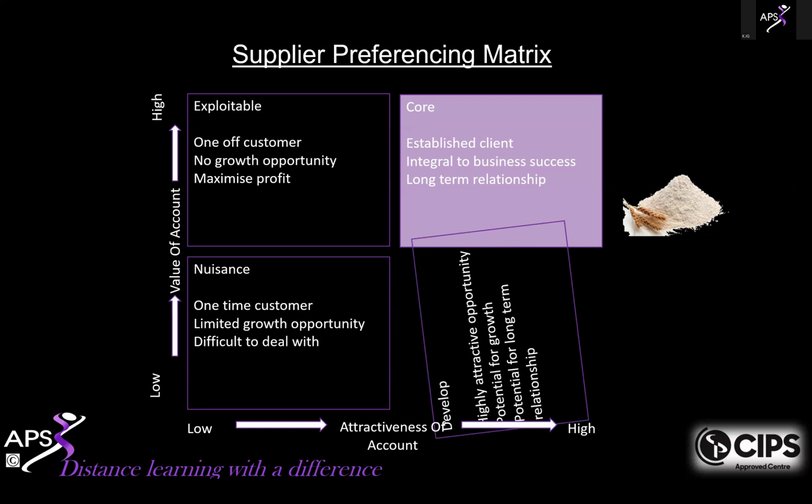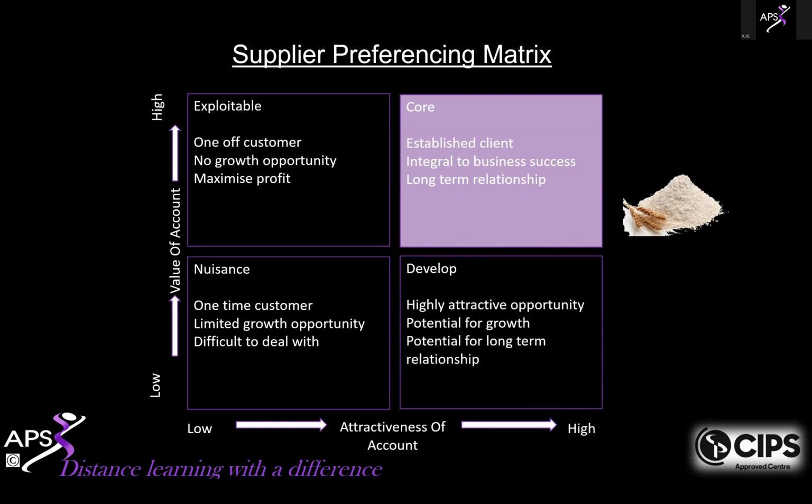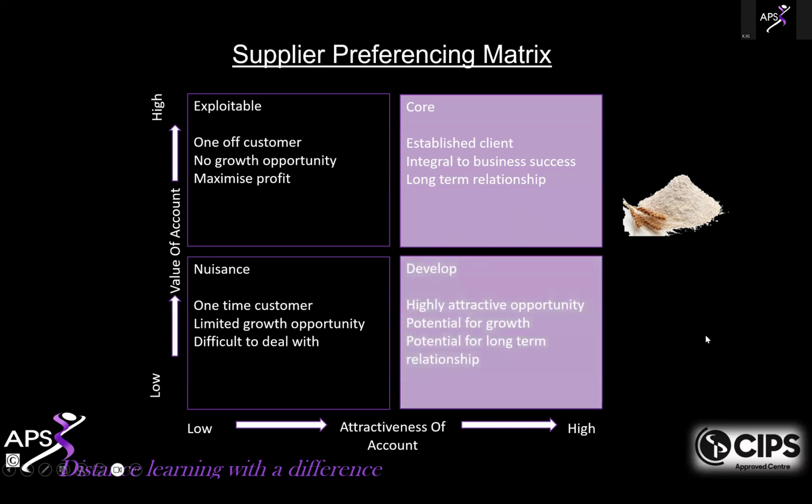The next quadrant is develop. In this situation, the attractiveness of the account is high, but the value of the account is low. We're probably not spending very much money with the supplier, but they see us as an opportunity for growth. They want to develop a long-term relationship with us. So thinking about my chocolate cake example, this could be something like edible glitter, something that's quite bespoke, a supplier of this item, but they might have other items that they could supply to us. So they see an opportunity to develop the account.